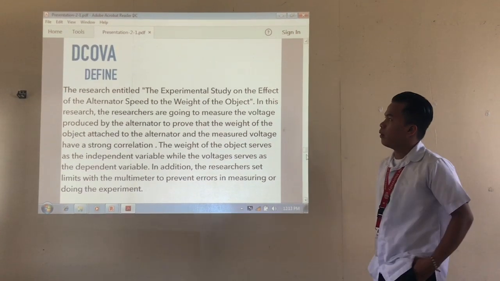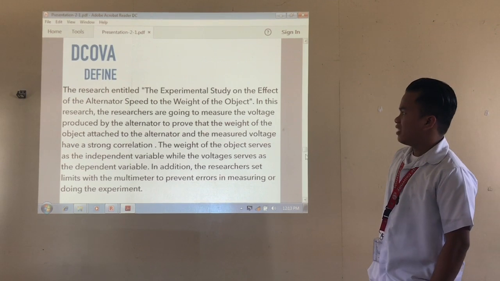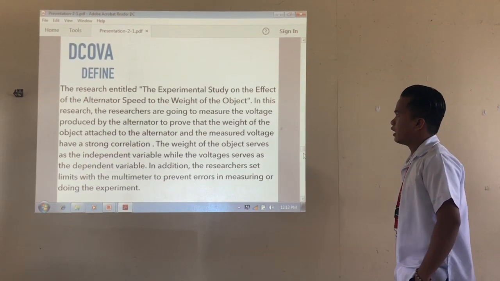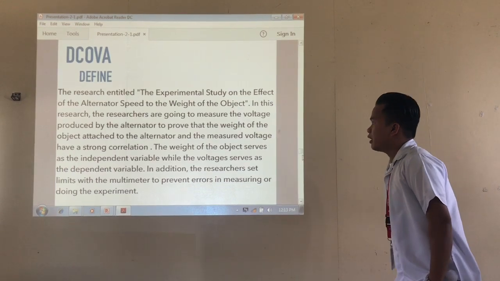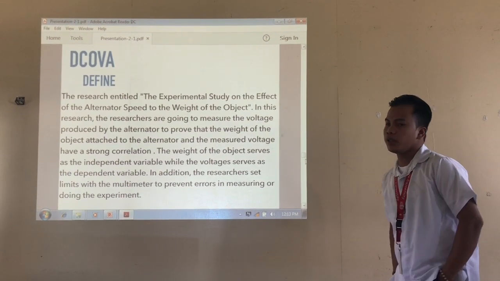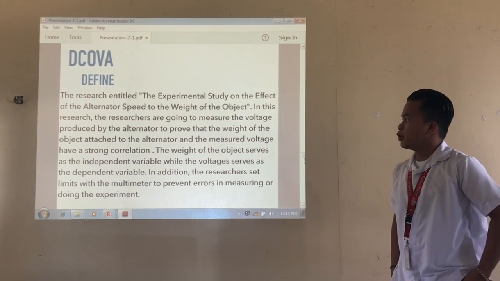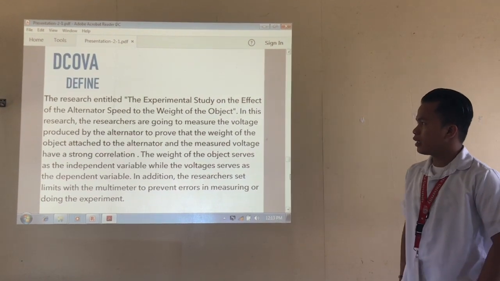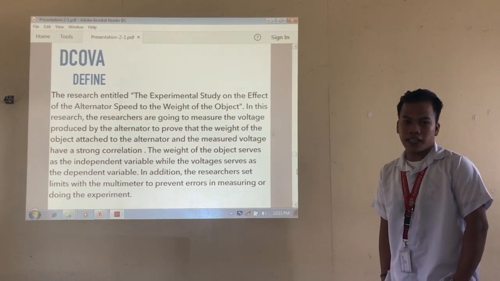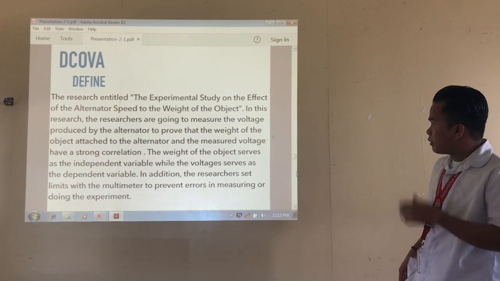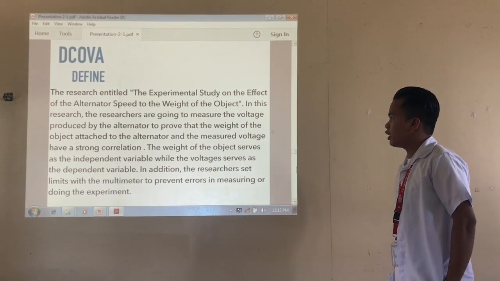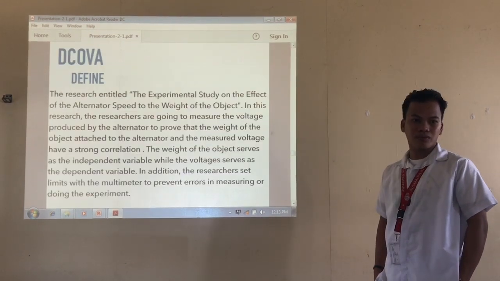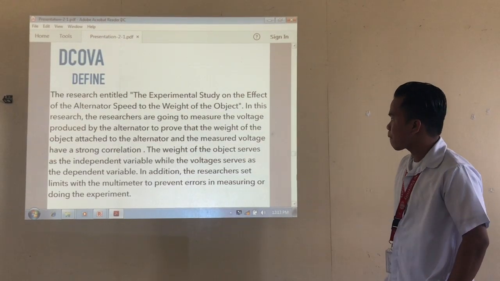Next is DECOVA. First is define. The research entitled The Experimental Study on the Effect of the Alternator Speed to the Weight of the Object. In this research, the researchers are going to measure the voltage produced by the alternator to provide that the weight of the object attached to the alternator and the measured voltage have a strong correlation.